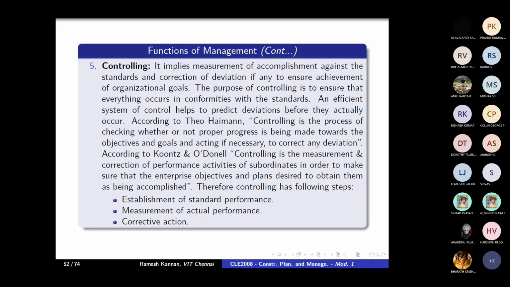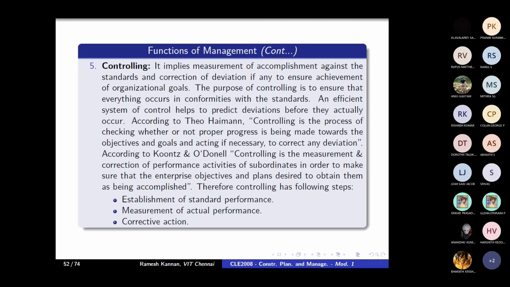Koontz and O'Donnell have also defined this. In fact, there's one famous book written by Koontz and O'Donnell, Principles of Management. If you get a copy of that, read it. It's a very wonderful book. It has a lot of implications on the principles of management. So these are the functions of management. There are 14 principles of management, so we'll be taking a look at them in Monday's class, right? That's also a very important thing.